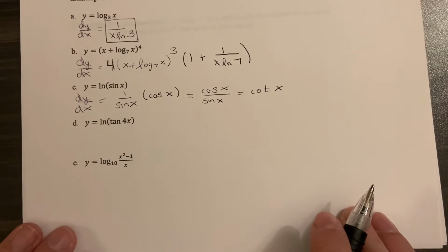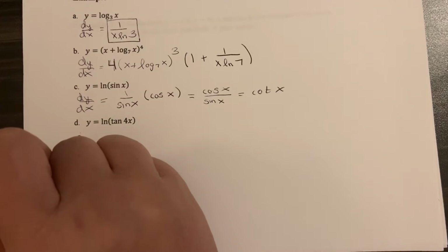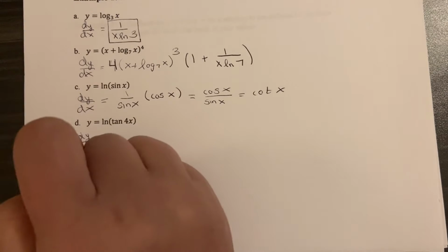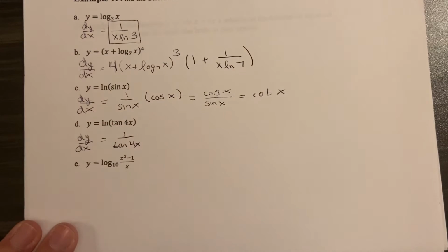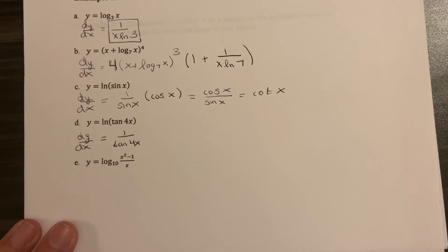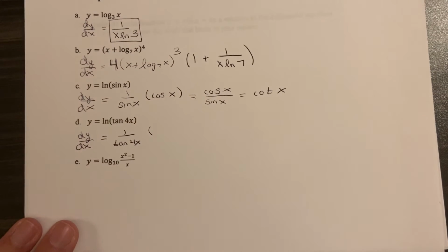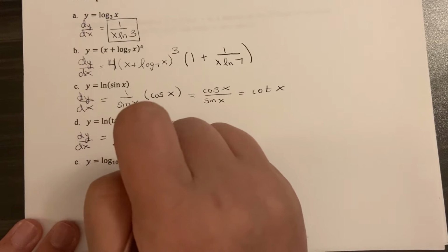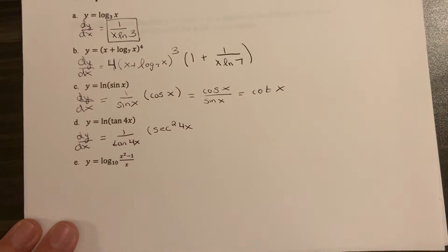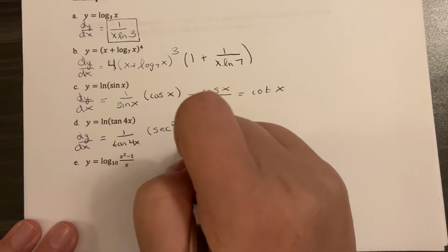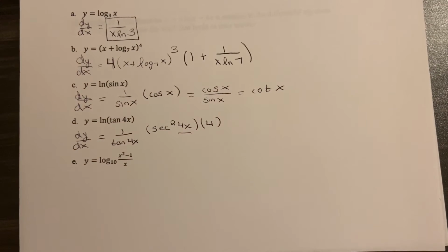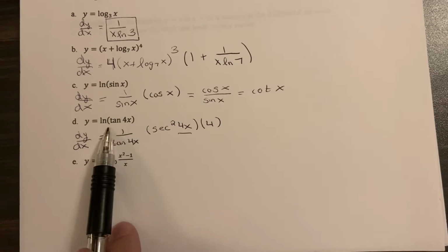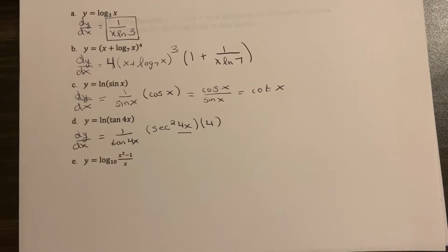So then the next one, same process, dy dx would equal 1 all over the function. But then I got to multiply by the derivative of the function. So derivative of tan of 4x would be secant squared 4x. But since 4x is in for x, I still got to multiply by the derivative of 4x, which is 4. So that's like a double chain rule because I technically have 3 functions. I have 4x, tan of x, and ln of x.